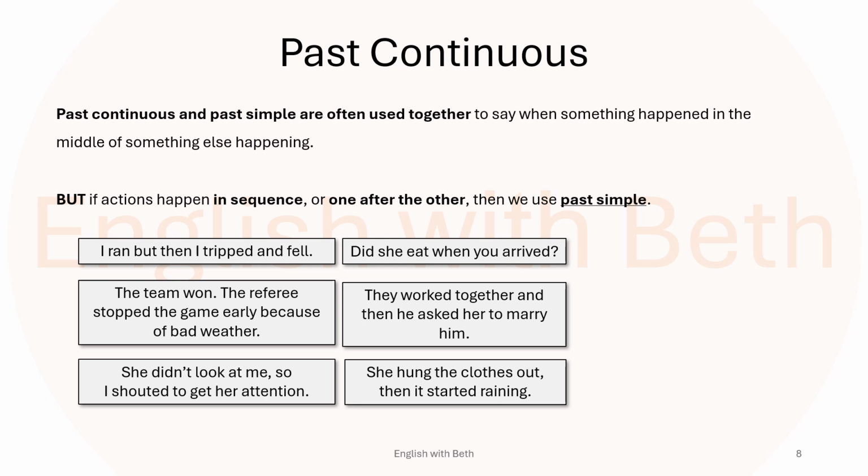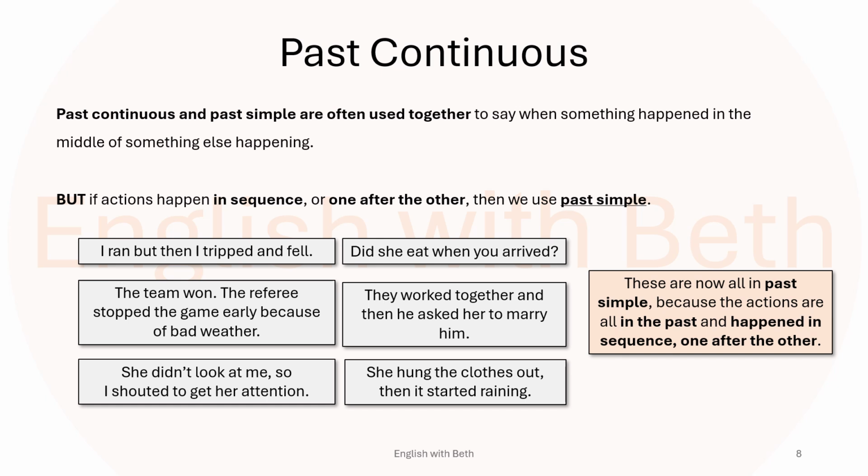Did she eat when you arrived? The team won. The referee stopped the game early because of bad weather. They worked together, and then he asked her to marry him. She didn't look at me, so I shouted to get her attention. She hung the clothes out, then it started raining. These are now all in past simple because the actions are all in the past and happened in sequence, one after the other.